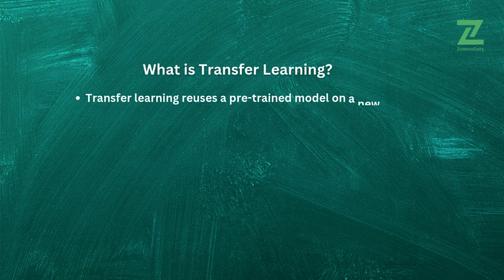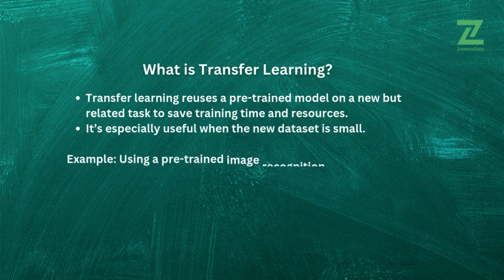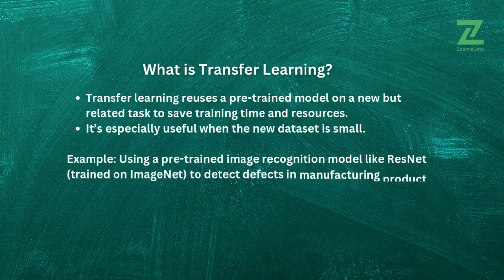Transfer learning reuses a pre-trained model on a new but related task to save training time and resources. It's especially useful when the new dataset is small. Example: using a pre-trained image recognition model like ResNet, trained on ImageNet, to detect defects in manufacturing product images.